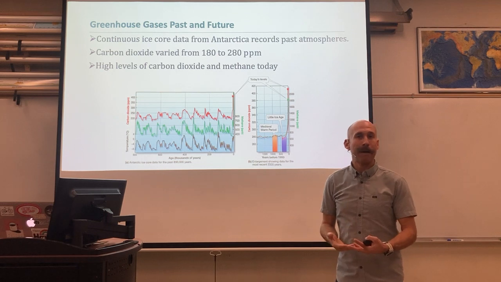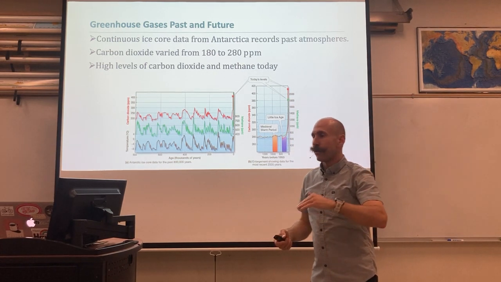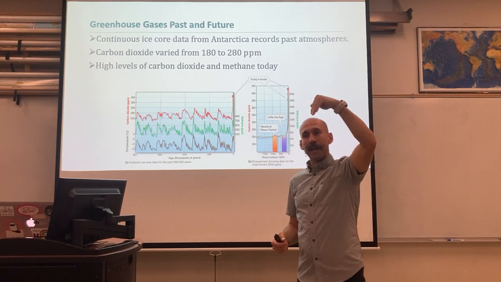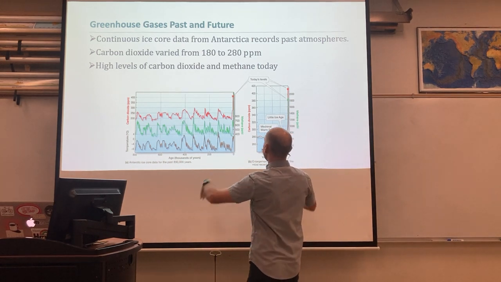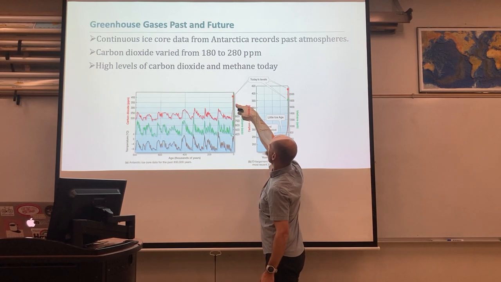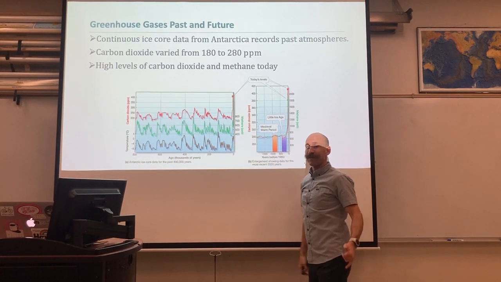There's feedback mechanisms that, when temperature and carbon and methane get too high, there's negative feedbacks that drop them back down low. And so they oscillate around a median. We look at today's levels, skyrocket. So methane, carbon skyrocketing. Temperature hasn't skyrocketed, but it's following suit.